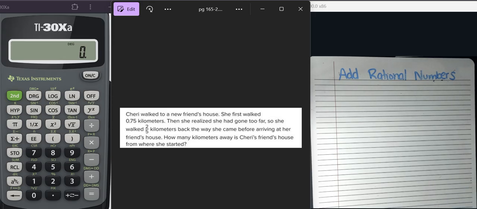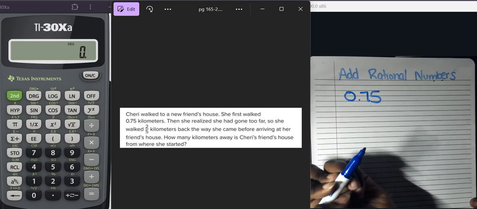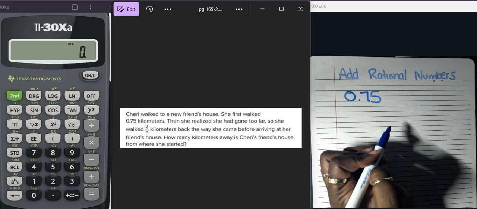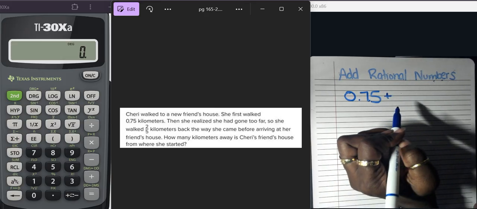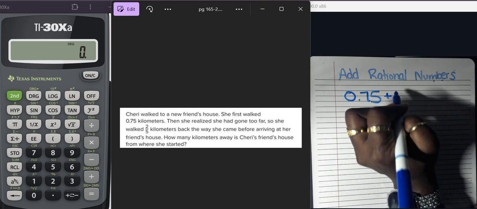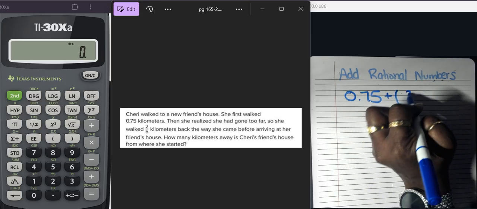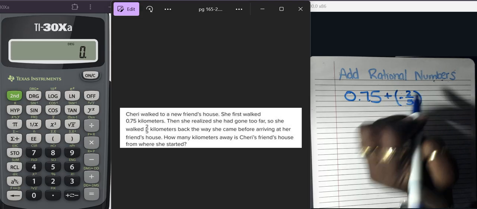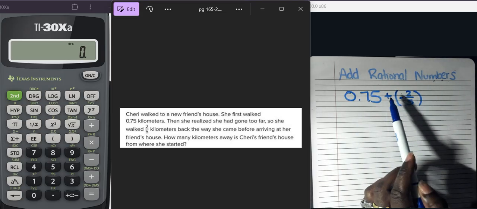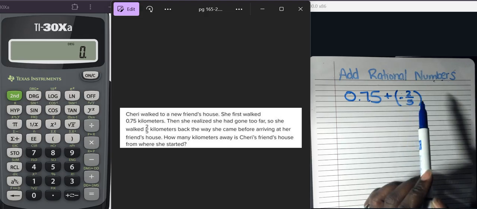So let's see. We have that she first started off walking 0.75, and then she realized she had gone too far. So plus, she walked back 2/5 of a kilometer to get to where her friend's house is. Okay. So plus, she realized she was going in the wrong direction. So it was 2/5, but it was in the wrong direction. So we're going to add a negative there. And this would be a situation where you would see a double operation. And so we're going to condense this in just a second.